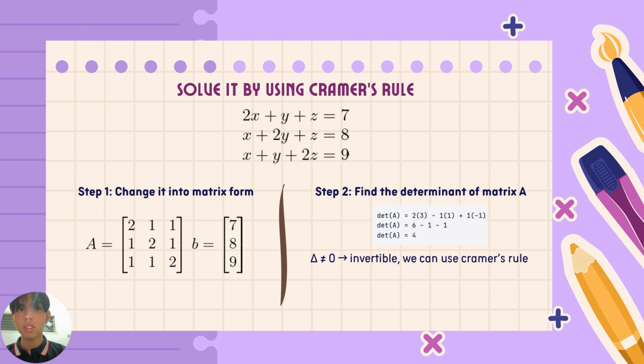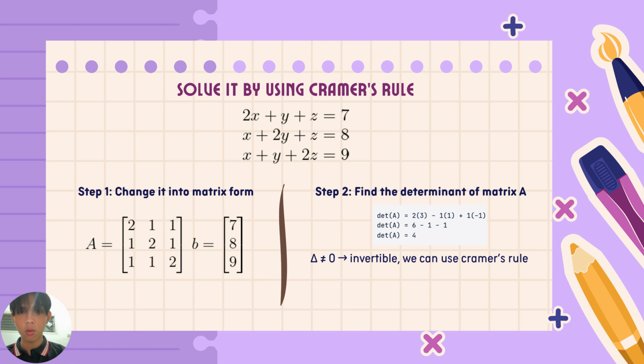We need to change the equations into matrix form. Look at these three equations on the screen. I'm going to split them into two parts, matrix A and matrix B. Matrix A has all the numbers in front of x, y, and z. We call these coefficients. Matrix B has the numbers on the side. We call these constants. Now, let's find the determinant of matrix A.